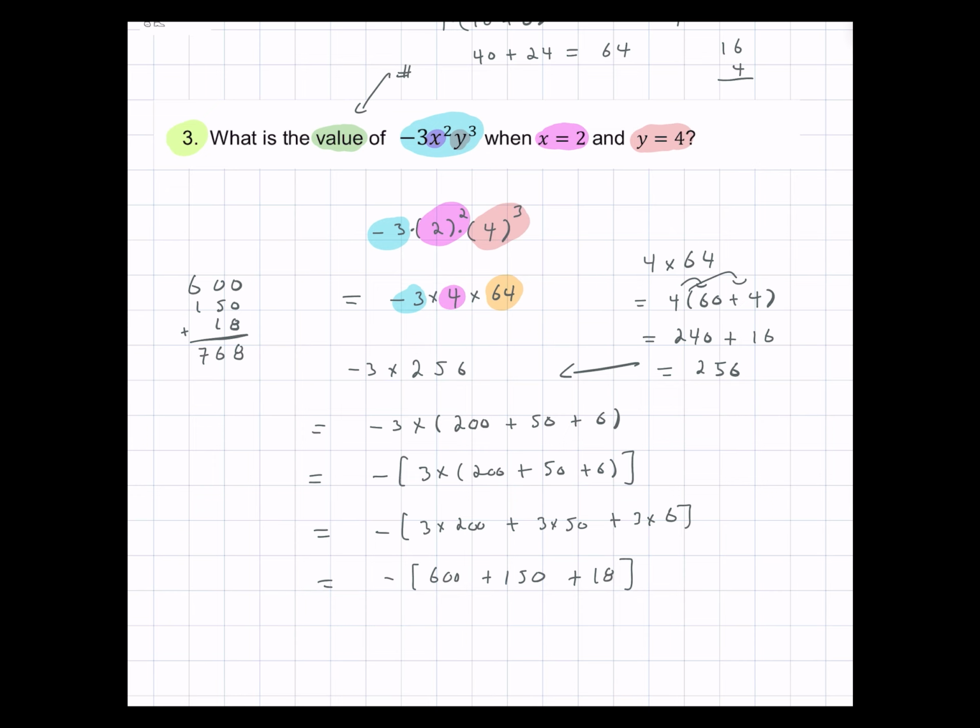This is going to be, with the negative sign that we carry down, because this whole thing was being multiplied by a negative 1. I just factored out the negative 1 from the 3 here. Negative 3 is 3 times negative 1. This is going to be negative 768. And so that's it.